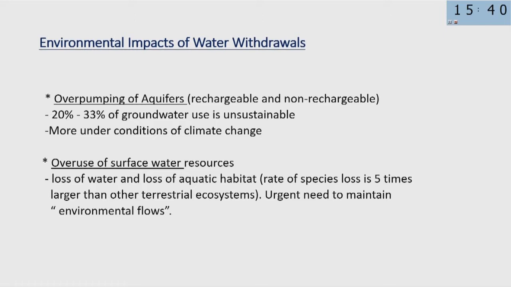The overuse of surface water resources, through dams or direct irrigation from the rivers, produces, among other things, loss of water and loss of aquatic habitat. In fact, the rate of species loss in aquatic ecosystems is 5 times larger than in terrestrial ecosystems, in terms of riparian vegetation or fishes or different types of species there. And there is an urgent need to maintain environmental flows. I will come back to that.